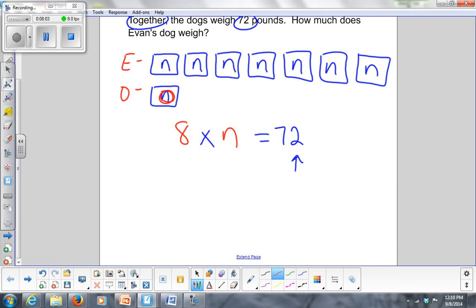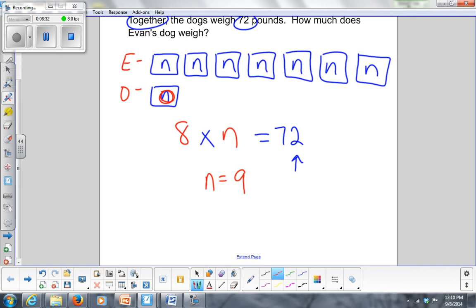Okay, I know that the opposite of a multiplication problem is a division problem, right? So I can divide 72 divided by 8, and that will give me, what is my answer, everybody? 9. Okay, this is how you would write the answer. So n, what is n equal? Holding the place for? 9. 9. Okay. All right. So that is how much Oksana's dog weighs. That's how much Oksana's dog weighs.